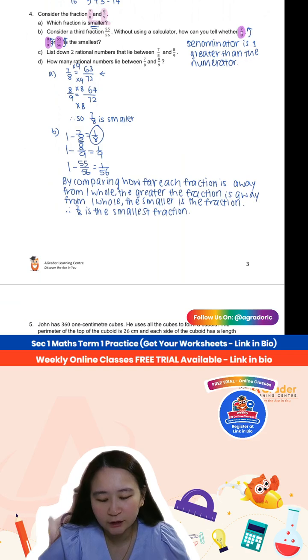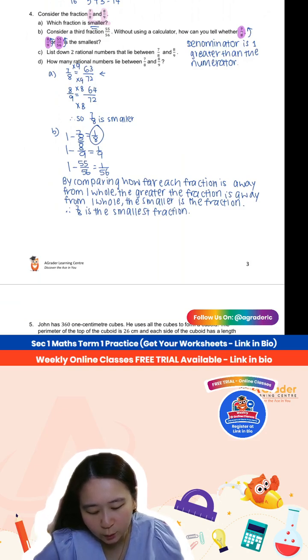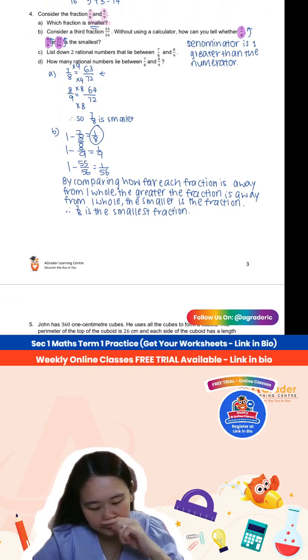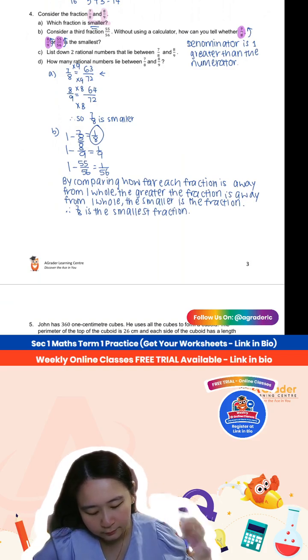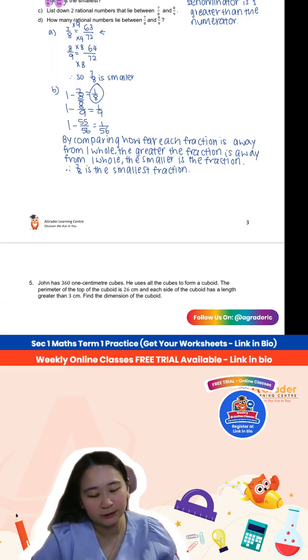List down two rational numbers that lie between 7 over 8 and 8 over 9. To list two rational numbers between 7 over 8 and 8 over 9, we need to find the equivalent fractions of the two fractions with greater denominator. They want two fractions in between them.